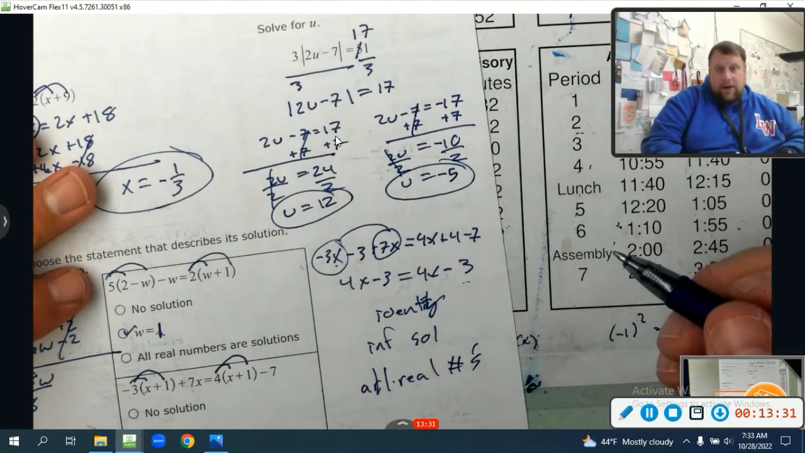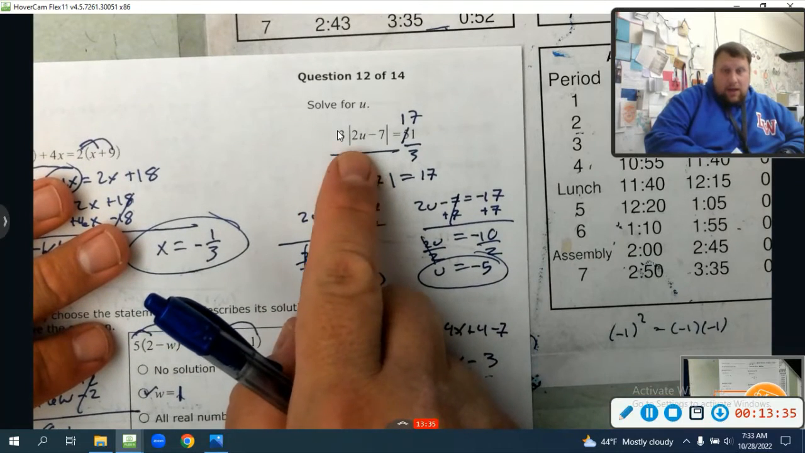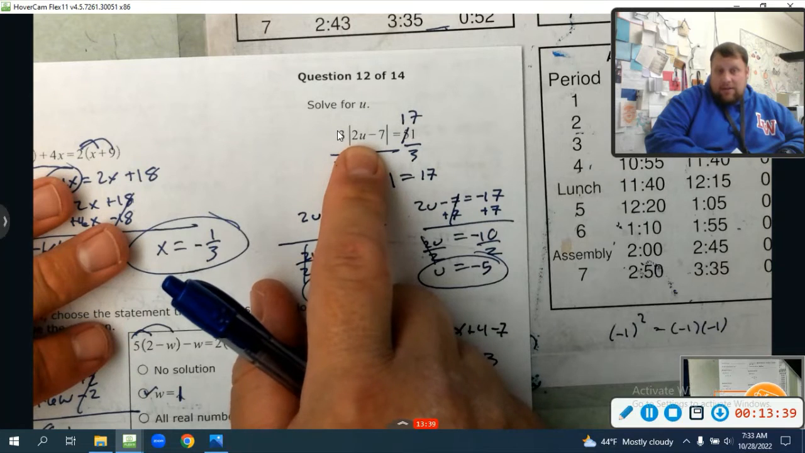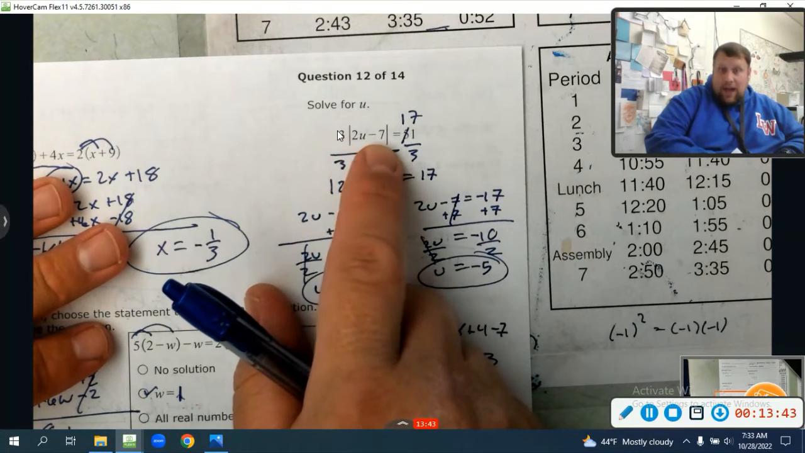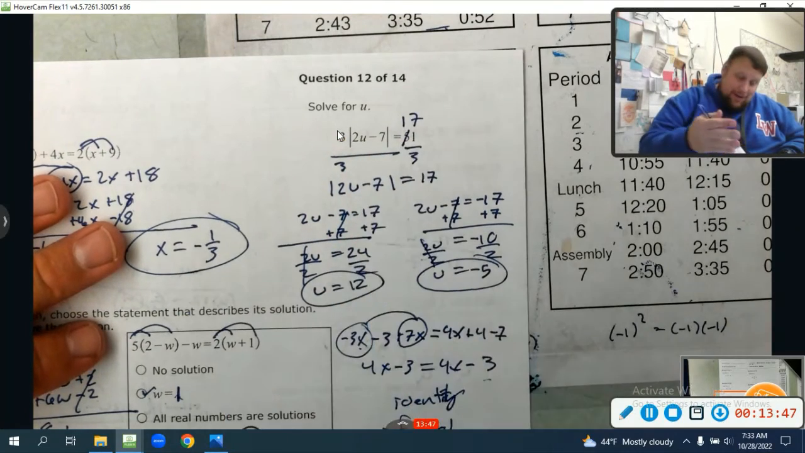Whoa, wildly different answers. We can always check it, right? What's 2 times negative 5? That's negative 10. Negative 10 minus 7 is negative 17. Absolute value of negative 17 is positive 17. 3 times that is 51. Works for the negative 5.